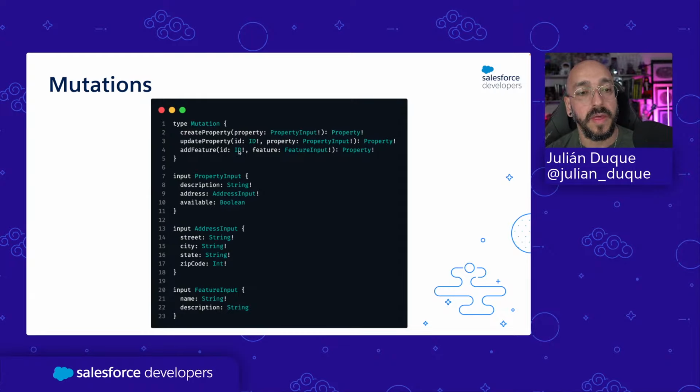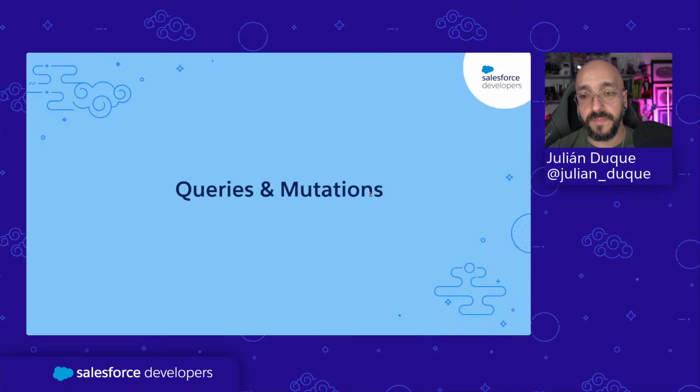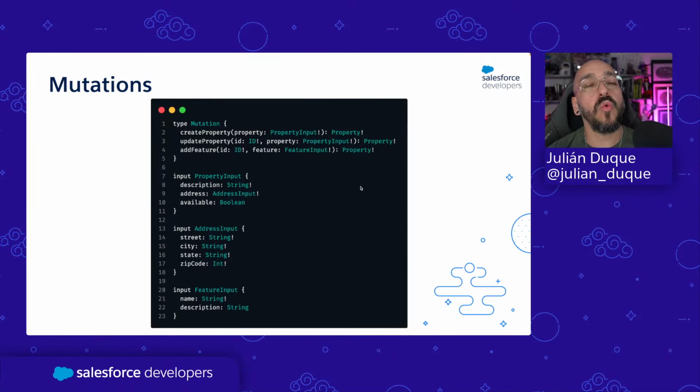And I have another mutation to add a feature to a property. Remember that features are a list in my property type. So I have a mutation to add features to that property. It will require the ID of the property and the feature information that I'm going to be adding. So I create three different inputs for those mutations, and all of those mutations are going to return properties.